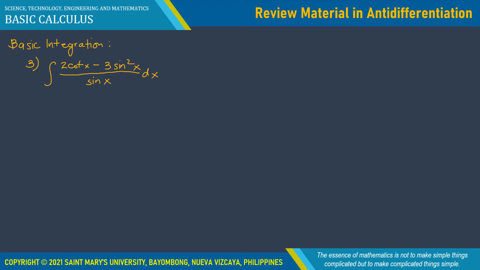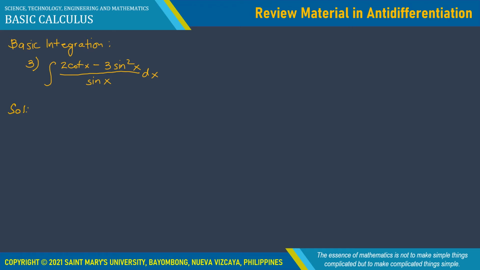Okay, paano naman kapag meron tayong trigonometric function? Let's say we have this. The integral of 2 cotangent x minus 3 sine squared x over sine x dx. So, alam naman natin na itong in fractional form ng trigonometric function or trigonometric expression can be decomposed as a difference of two trigonometric expression. Diba? Kasi single term naman yung ating denominator. So, ang gagawin mo lang dyan, paghiwalayin.